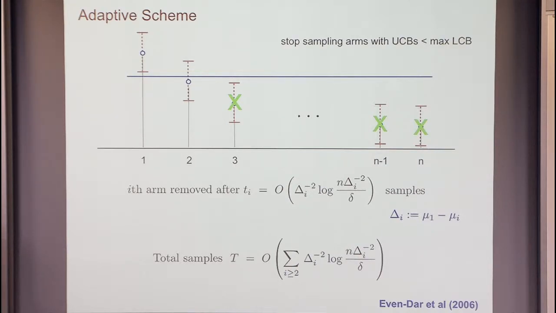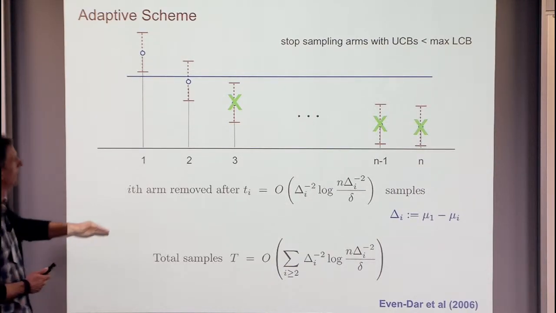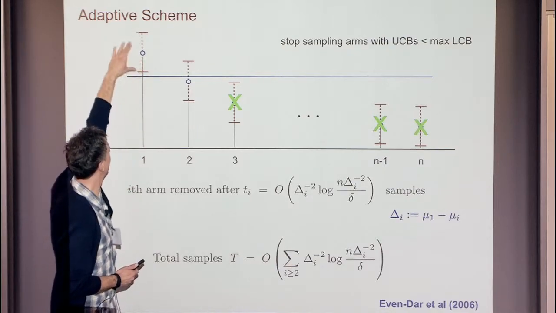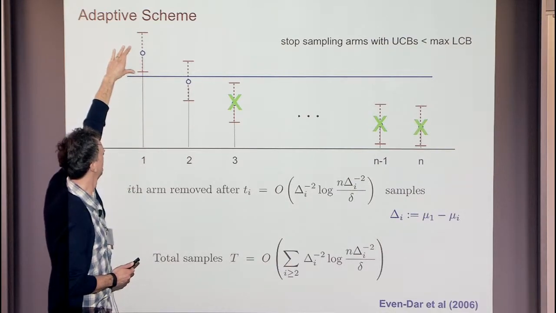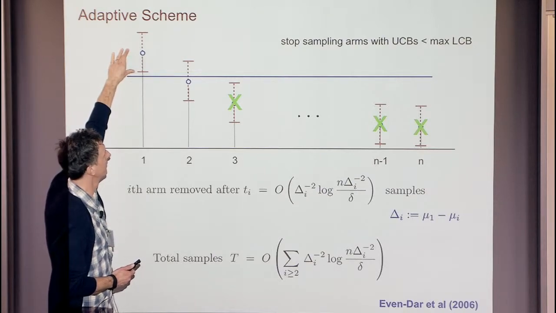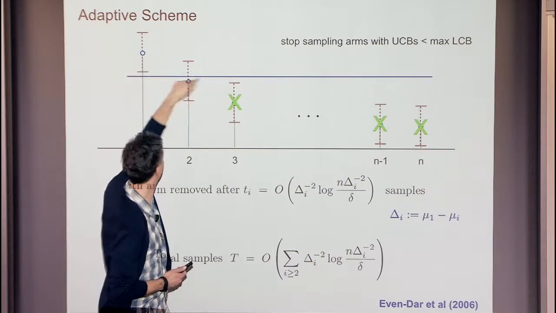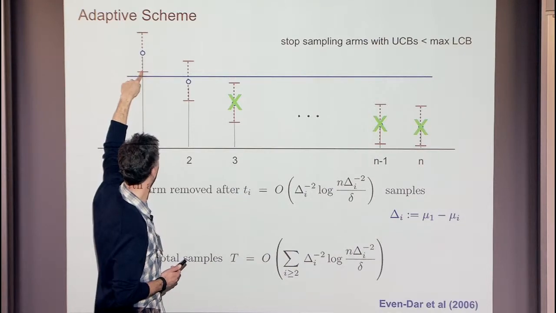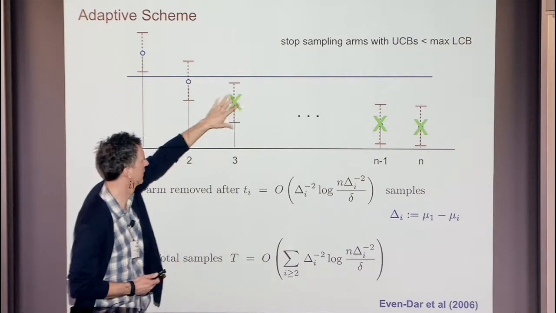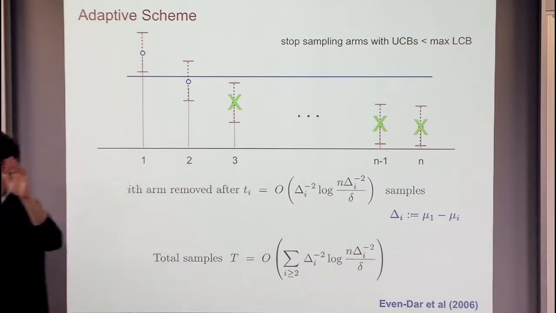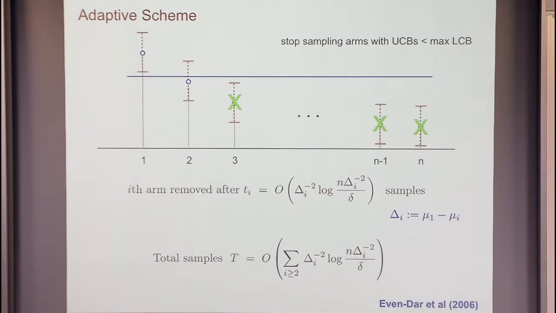And this is basically what's called successive elimination. It's an algorithm that's been around for a while. Even-Dar et al. were maybe the first to analyze it. And the idea is that as soon as we see that the lower confidence limit of our best arm is above the upper confidence limits of some other arms, we can just safely discard them. So you would not keep sampling arms that you already know cannot be the winner.